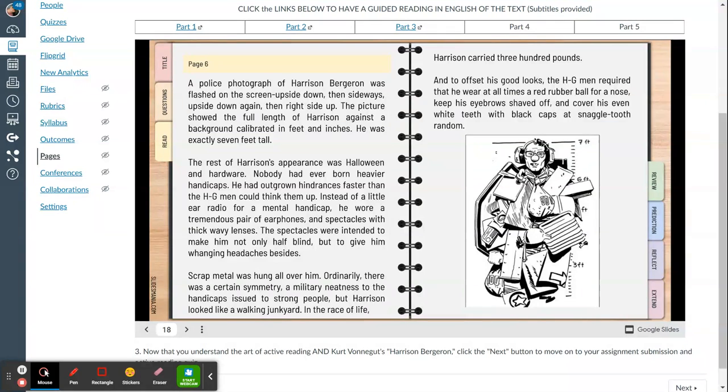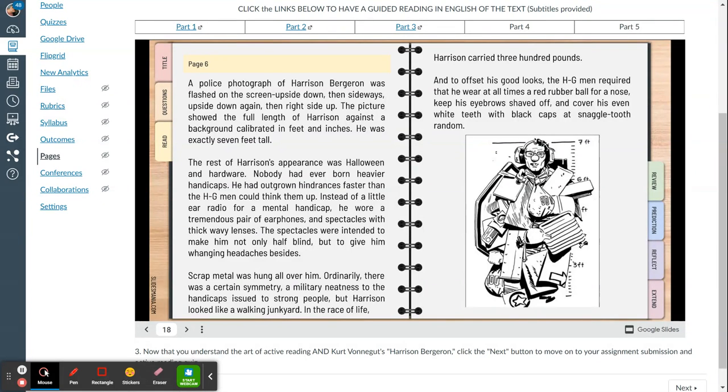Let's continue. And to offset his good looks, the HG men required that he wear at all times a rubber ball for his nose, keep his eyebrows shaved off, and cover his even white teeth with black caps at snaggletooth random.